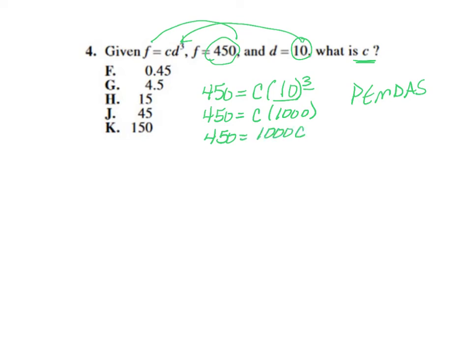Now we're trying to solve for C, so I have to undo or do the inverse of times 1,000, or do the opposite, which would be to divide by 1,000. And when I take 450 and divide that by 1,000, I'm going to end up with the answer to be 0.45. So the correct answer is the letter F.